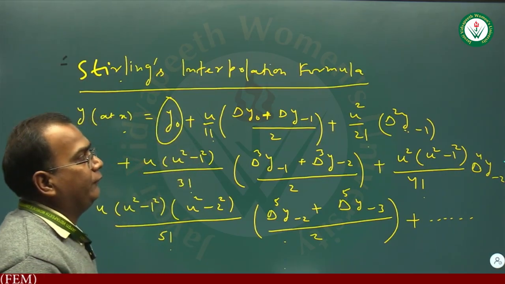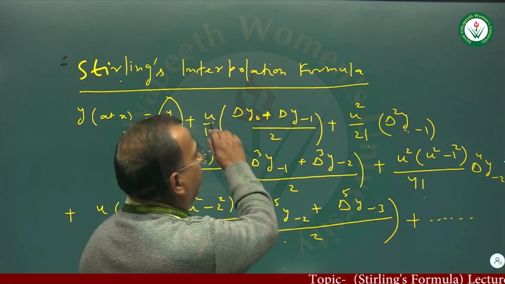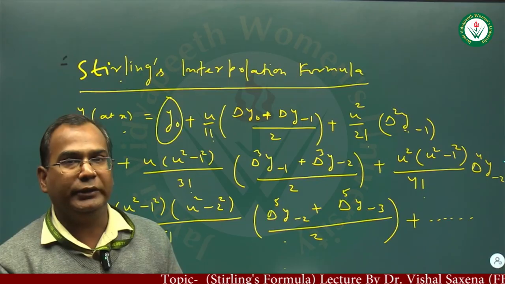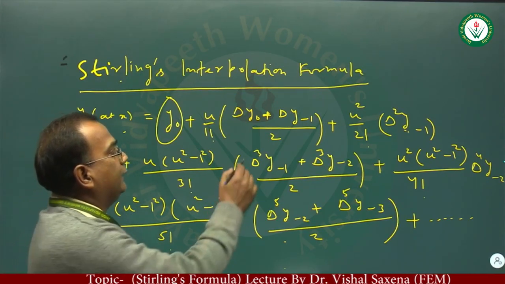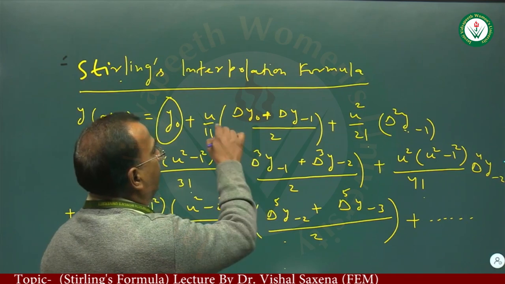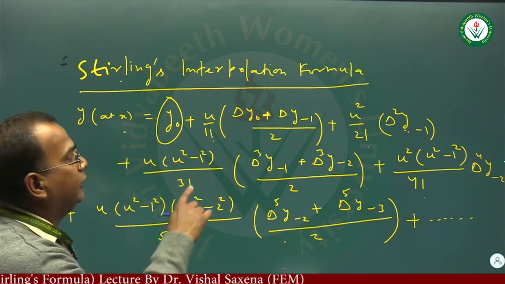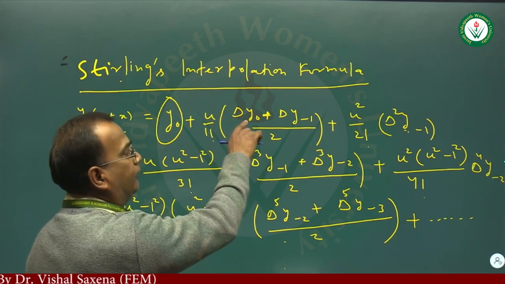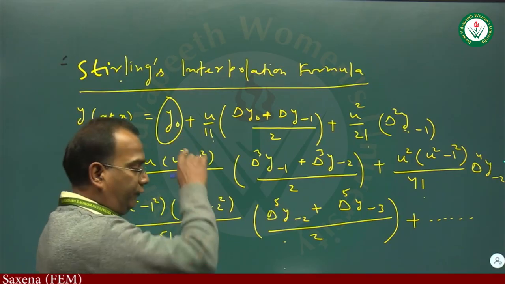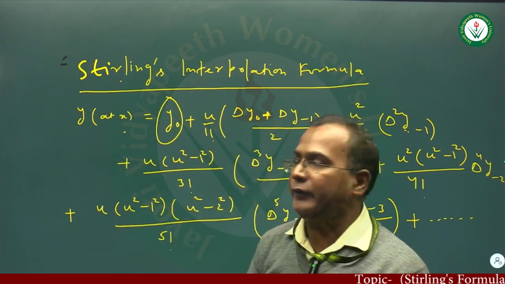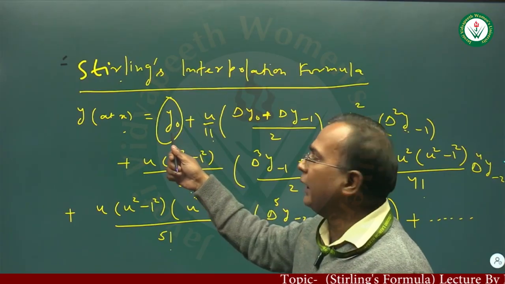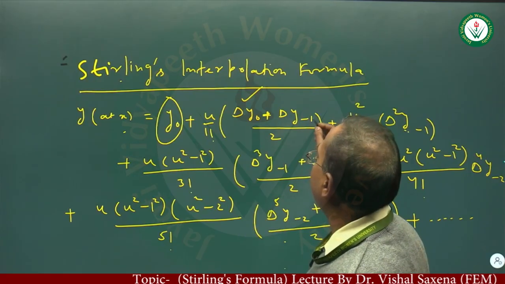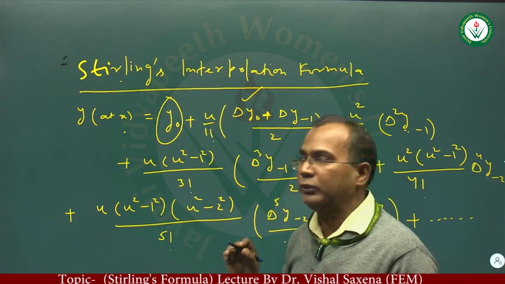Next is plus u square upon factorial 2. Now see this: when the power of u is odd, we have to take two terms and their average, because the term of y naught we have already taken at the start. So this is the last term, and that's why we start with del y naught plus del y minus 1 upon 2, the average of two terms.